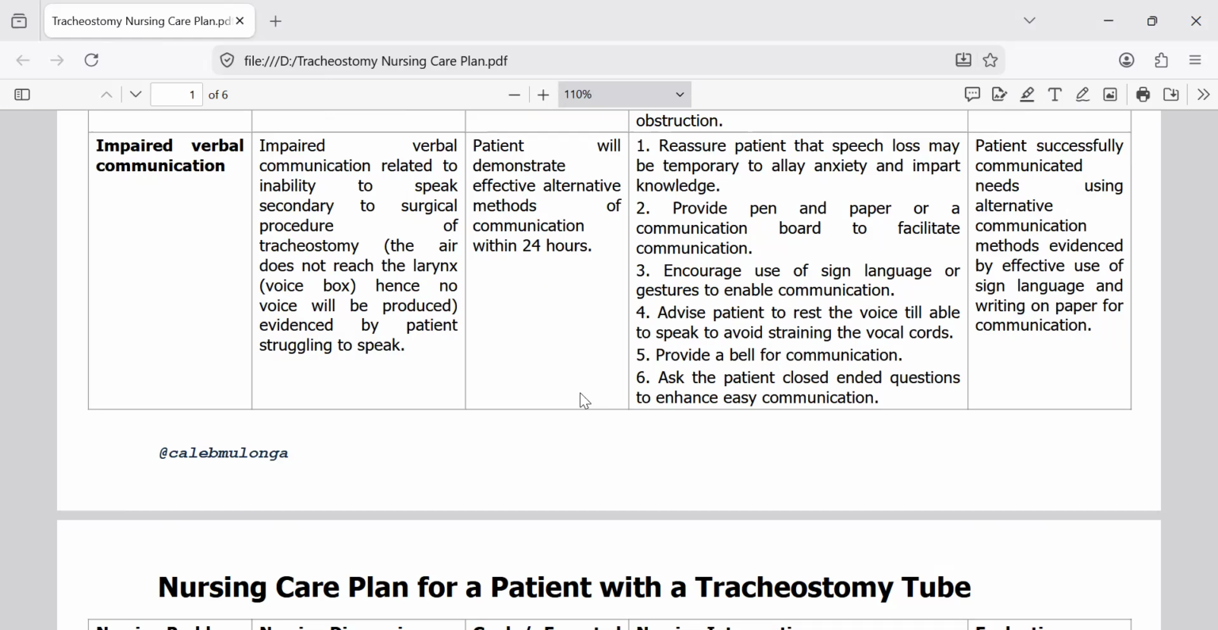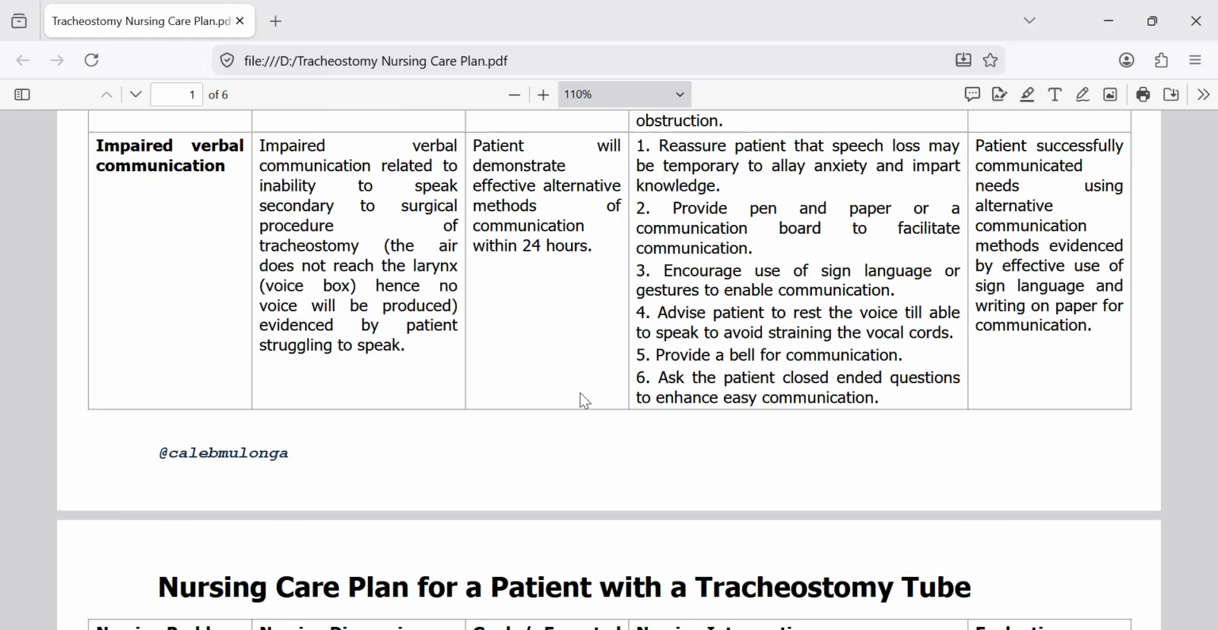Interventions. Number 1, I will reassure the patient that the voice loss may be temporary to allay anxiety and impart knowledge. Number 2, I will provide a pen and paper or a communication board to facilitate communication. So this one is a very simple one. We give a patient a pen and a paper or a small board for them to communicate. They can write and communicate.